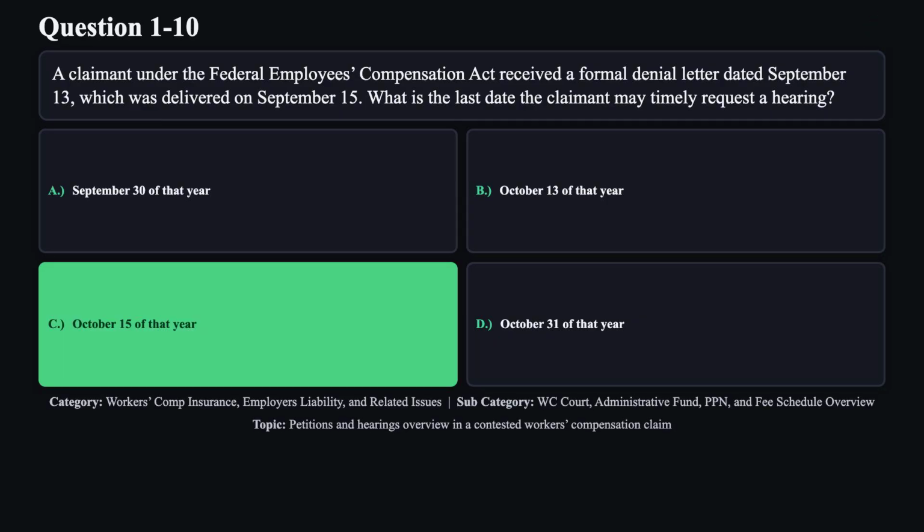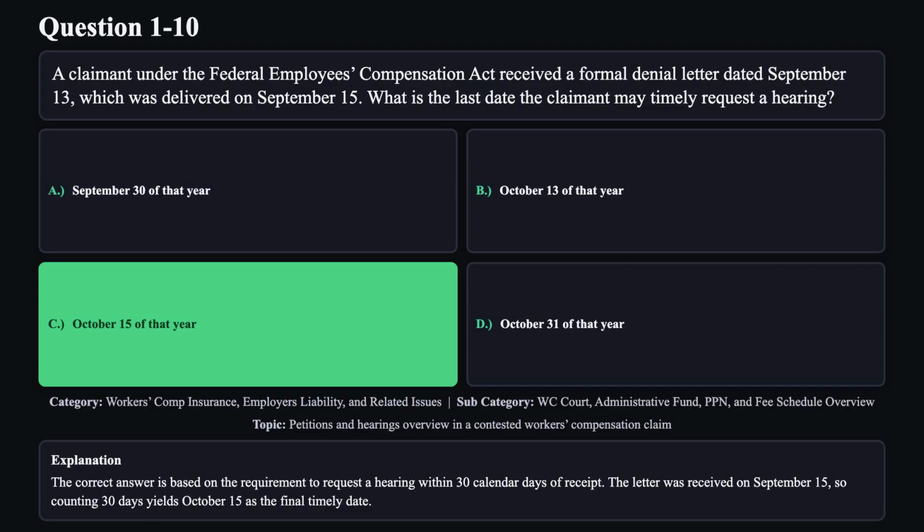The correct answer is C. The correct answer is based on the requirement to request a hearing within 30 calendar days of receipt. The letter was received on September 15th, so counting 30 days yields October 15th as the final timely date.